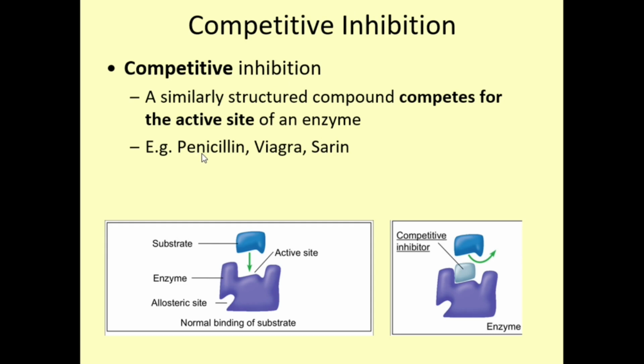So one of the most important discoveries in human history, arguably, is antibiotics. And antibiotics basically kill off bacteria, which is particularly useful for fighting bacterial infections. And the first antibiotic that was discovered was penicillin. And penicillin works as a competitive inhibitor by inhibiting enzymes in certain bacteria. And those enzymes are responsible for producing the cell walls of those bacteria.